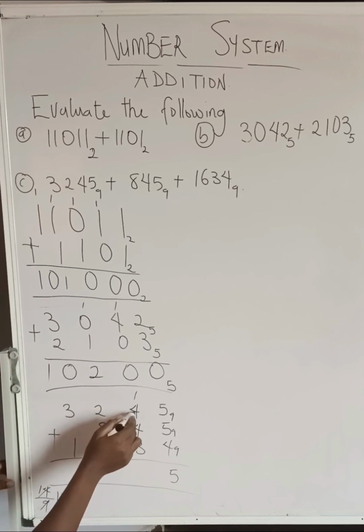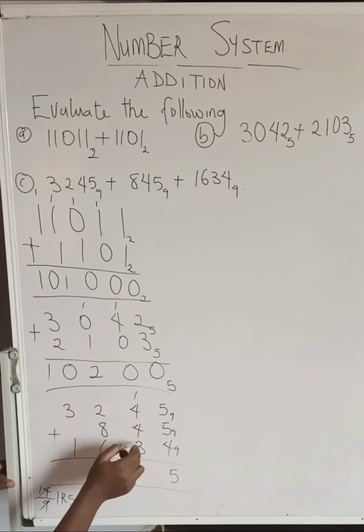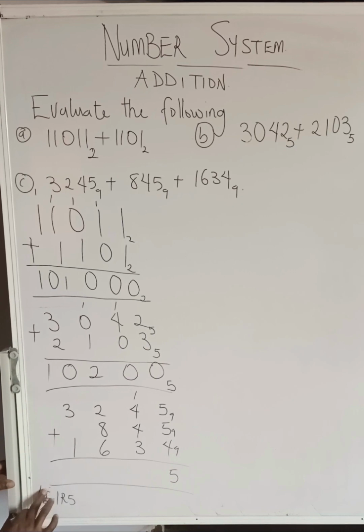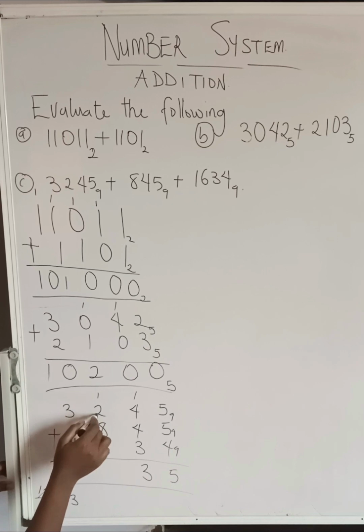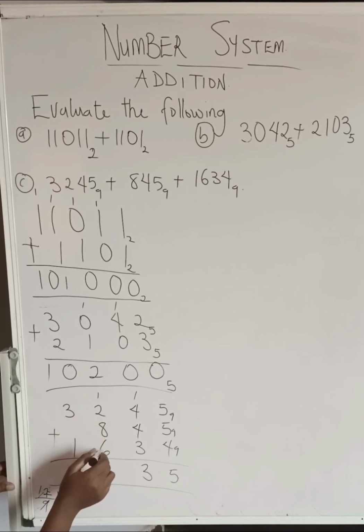1 plus 4 is 5. 5 plus 4 is 9. 9 plus 3 is 12. So 12 divided by 9. 9 will go into 12 once and will remain what? 3. So we write our remainder 3 and carry 1 here. 1 plus 2 is 3. 3 plus 8, 11. 11 plus 6, 17.